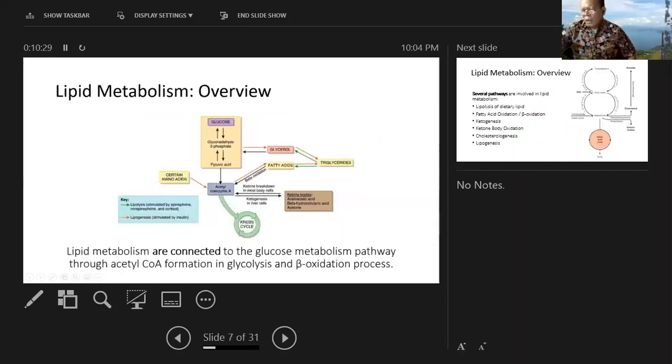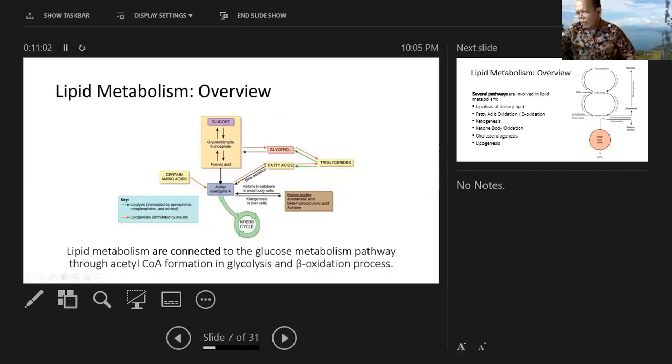Then let's move to lipid metabolism as an overview. Lipid metabolism is connected to the glucose metabolism pathway through acetyl-CoA formation in glycolysis and the beta oxidation process. Let's see this acetyl coenzyme A, and then this is glycolysis: glucose is converted into pyruvic acid, then this pyruvic acid will be converted to acetyl-CoA.